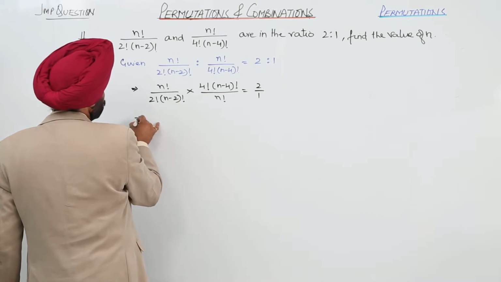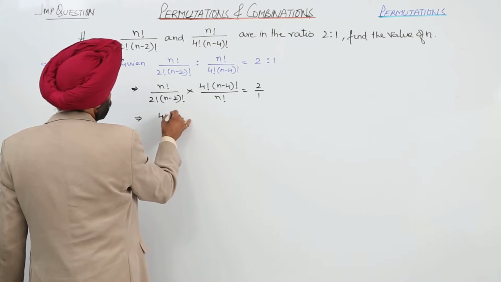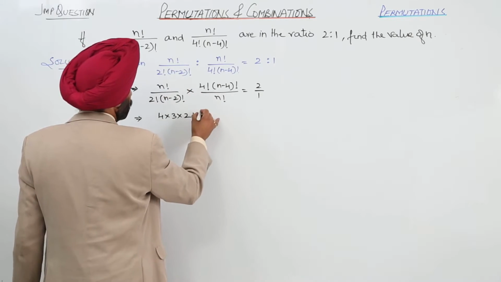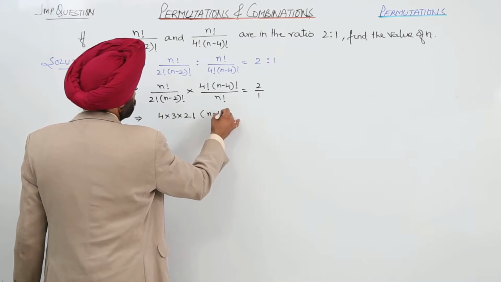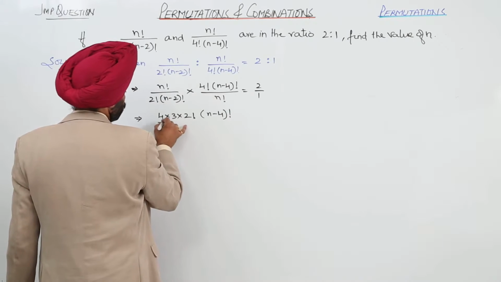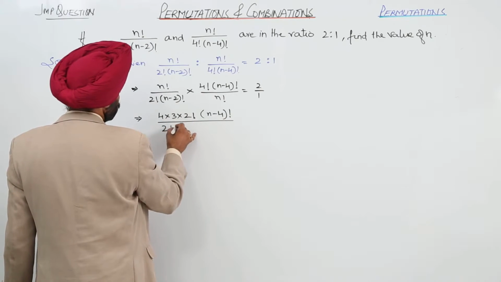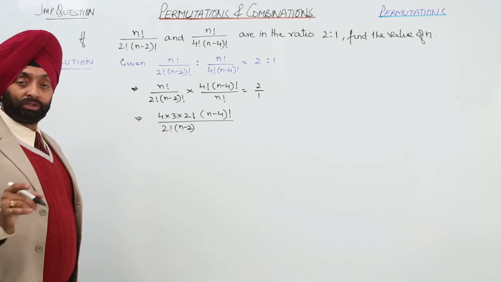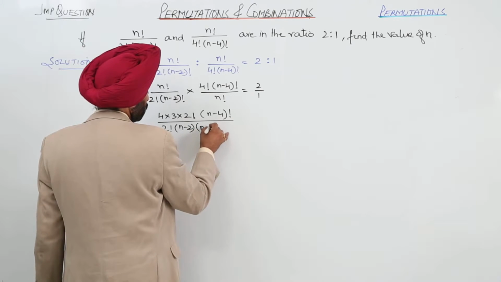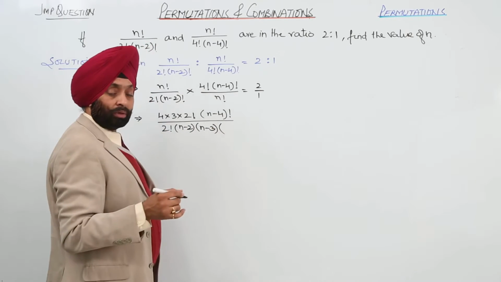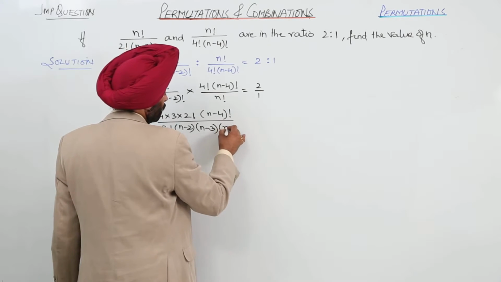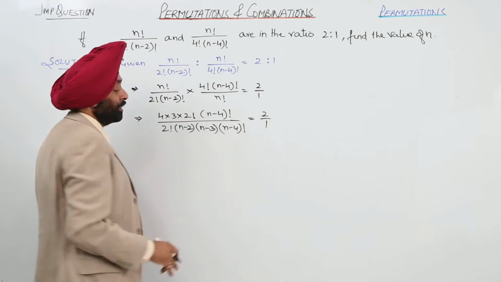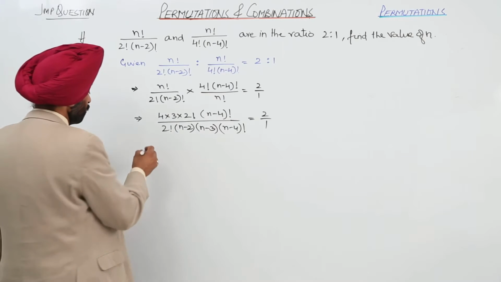So, what are we left with now? We are left with 4 times 3 times 2 factorial, this 4, okay, with n minus 4 factorial upon 2 factorial. Now, n minus 2. Now, 1 less than n minus 2 is n minus 3, and again n minus 3 minus 1, that is n minus 4 factorial. So, here we can stop because the denominator and numerator in the factorial form remain the same.